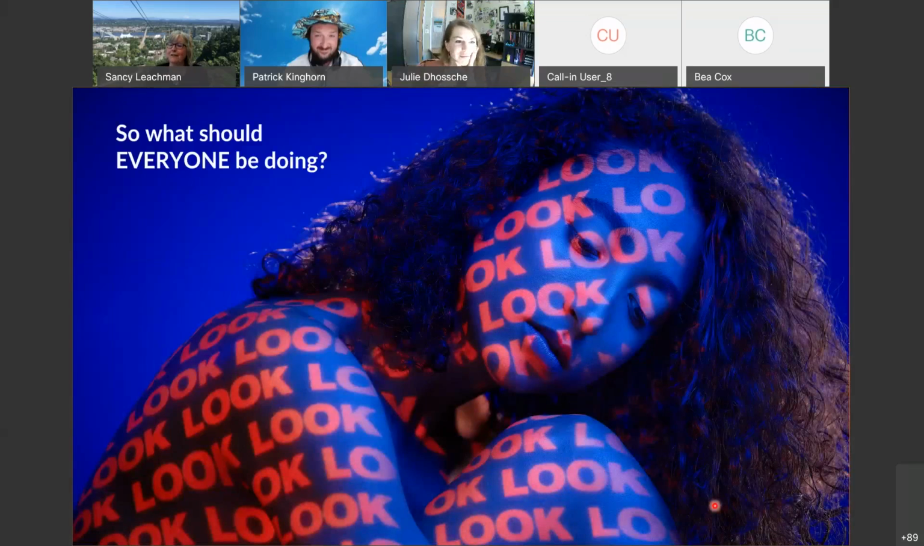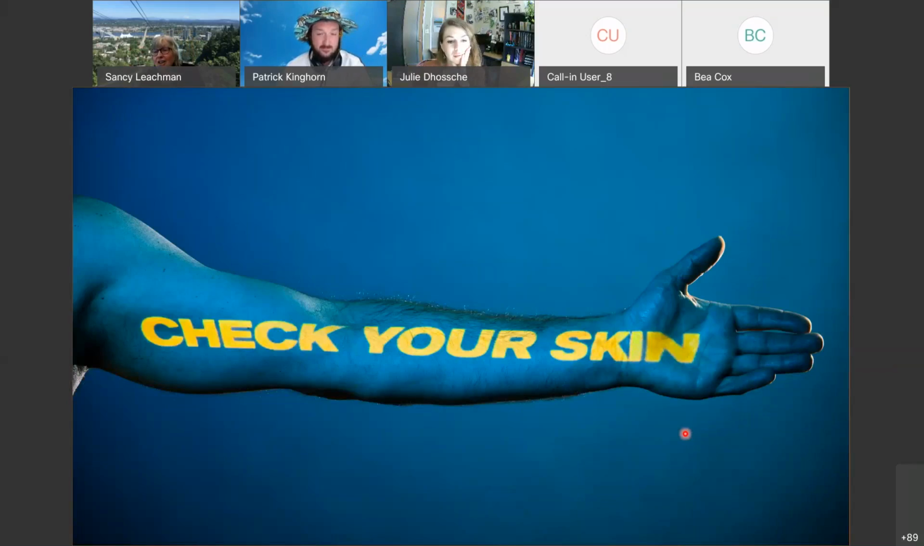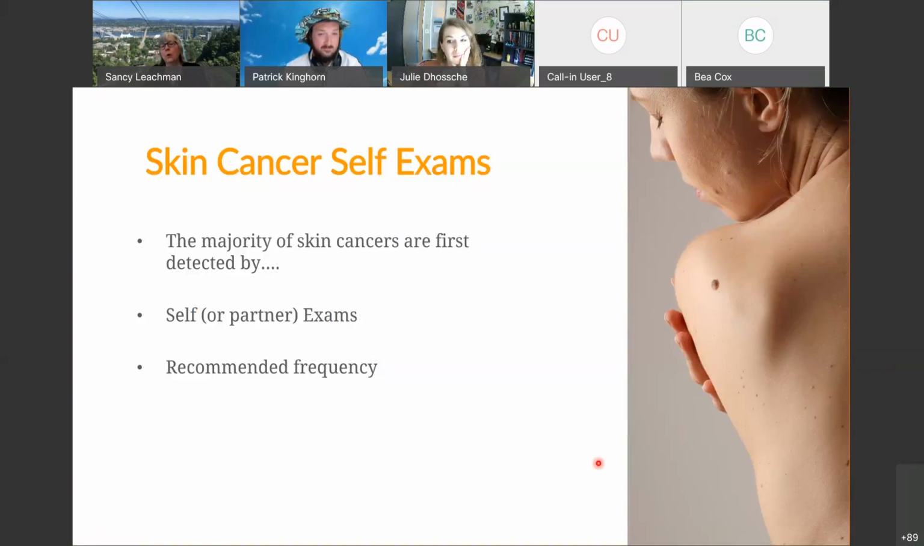So what should everyone be doing, right? And this is part of our Start Seeing Melanoma campaign as well. I think you can see the answer is pretty easy. Everyone should be looking for skin cancer to catch it as early as possible. And you need to check your skin, right? It's not just a matter of looking casually. It's really checking all parts of your skin. And so one of the things that I want to reinforce with everybody is how you do a skin cancer check.